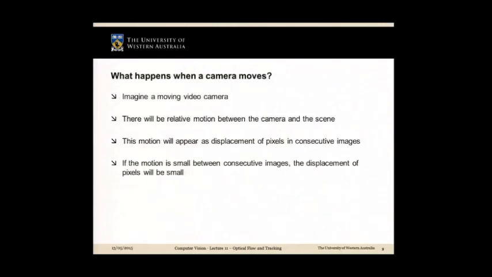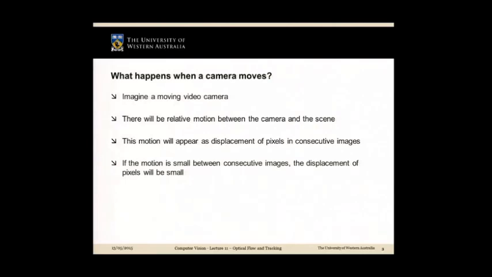So, what happens when a camera moves? Imagine a moving video camera. There will be a relative motion between the camera and the scene. Motion is always relative, right? If one object is static, the other one is moving, you say, okay, that's with reference to this particular object. So motion is always relative, and we'll keep that in mind while calculating optical flow.